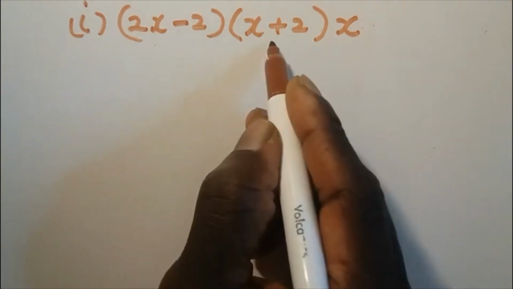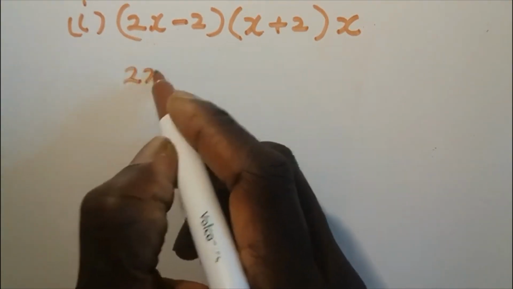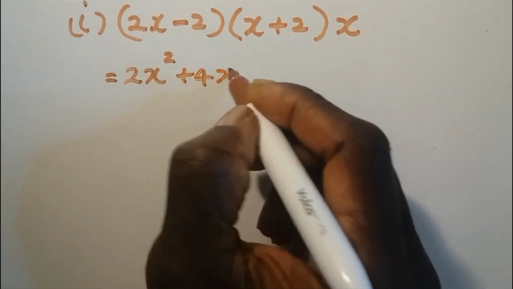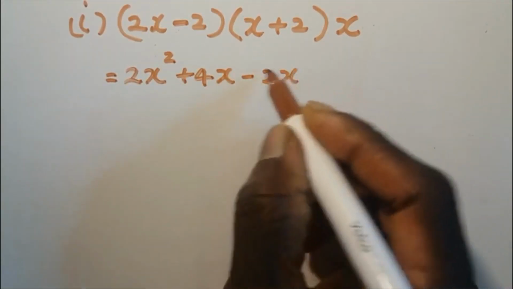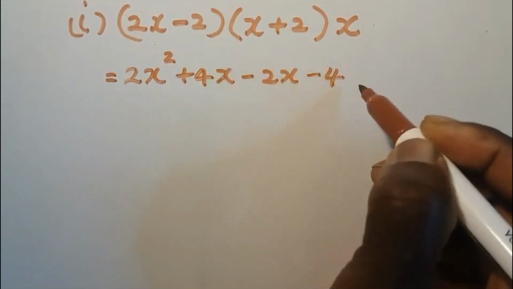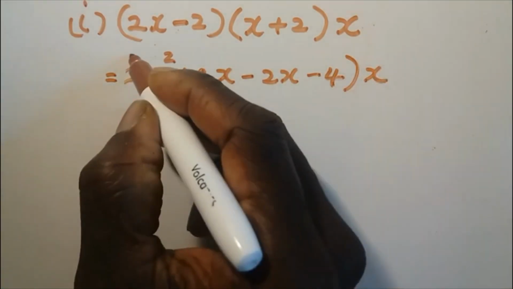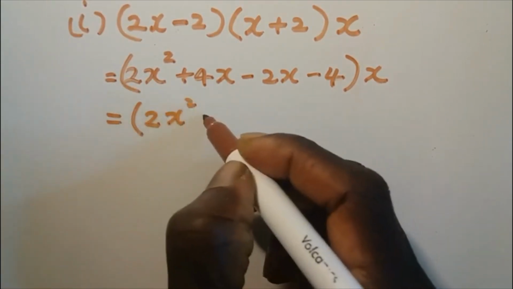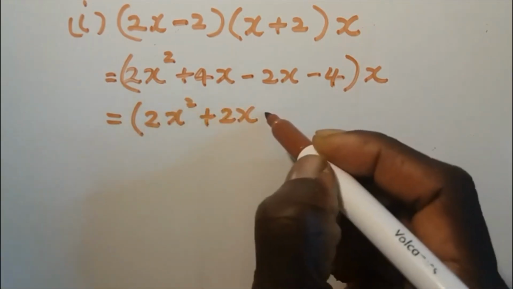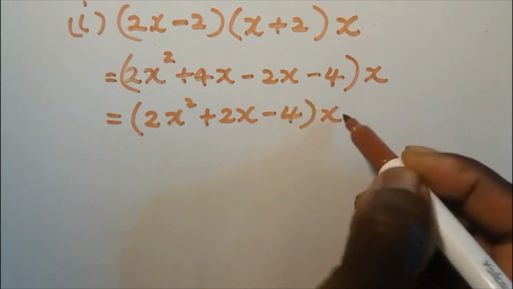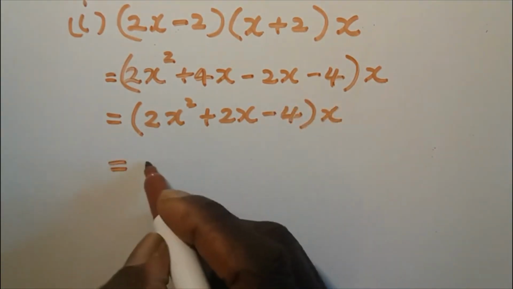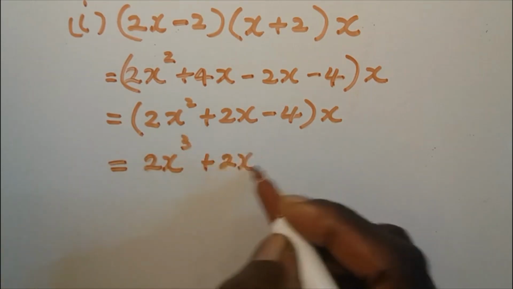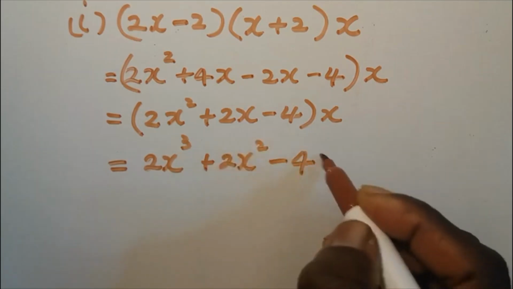So we'll start with these two. 2x squared, add 4x, minus 2x, minus 4. This all multiplied by x. We simplify this in brackets, we have 2x squared, add 2x, minus 4. And now we multiply all of this in brackets by x, to get 2x cubed, add 2x squared, minus 4x.